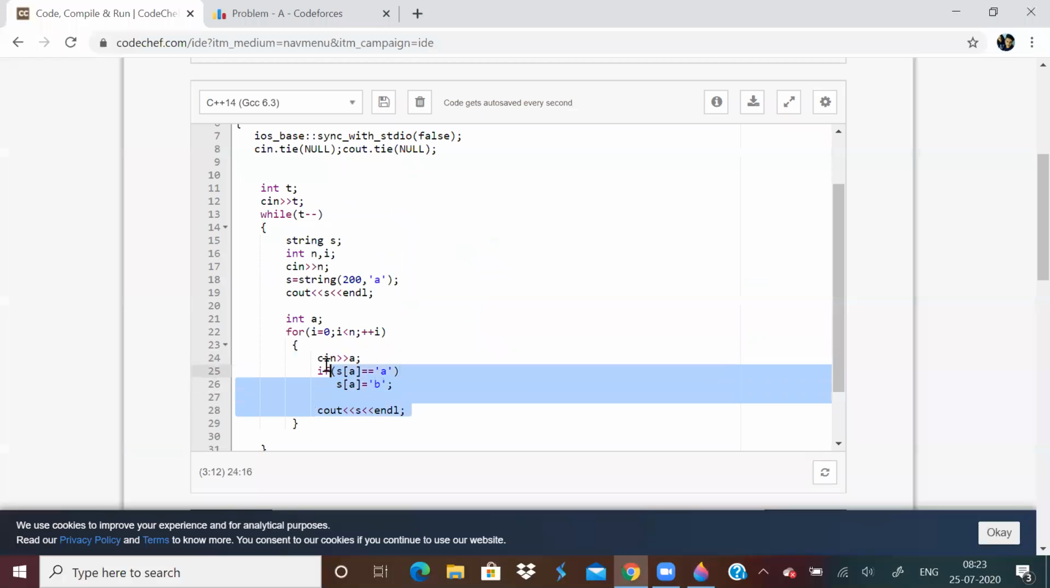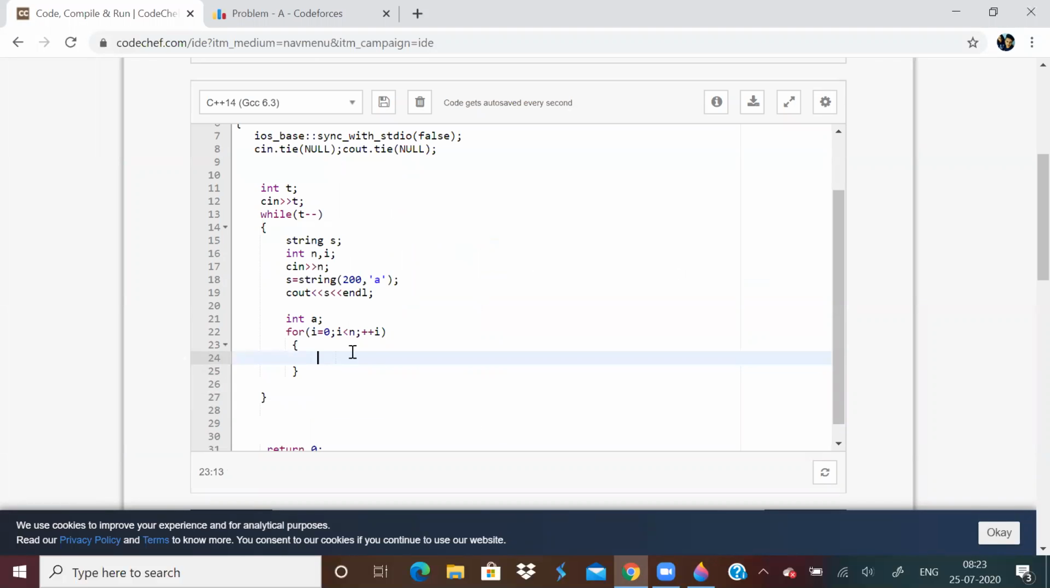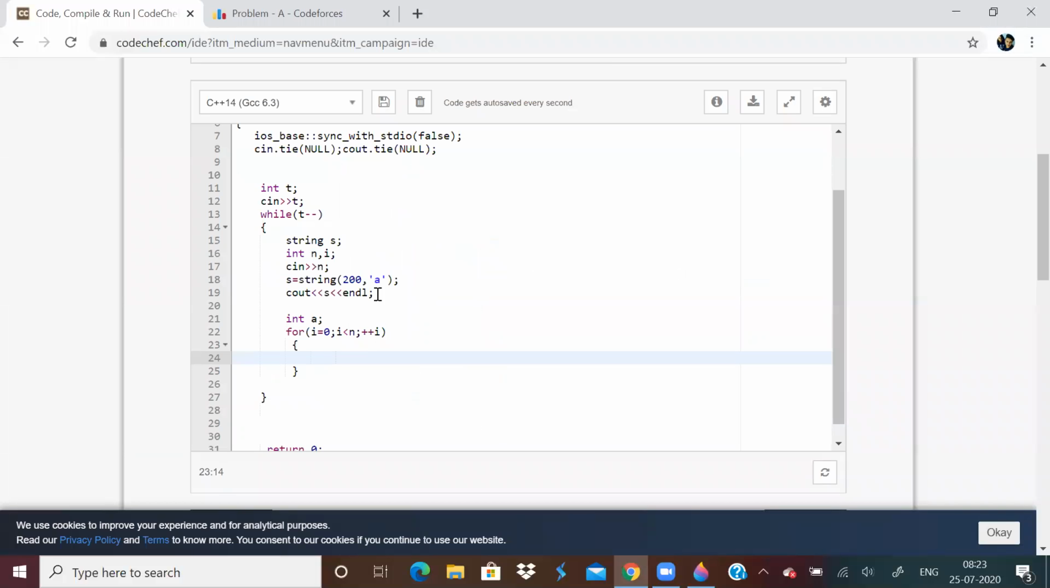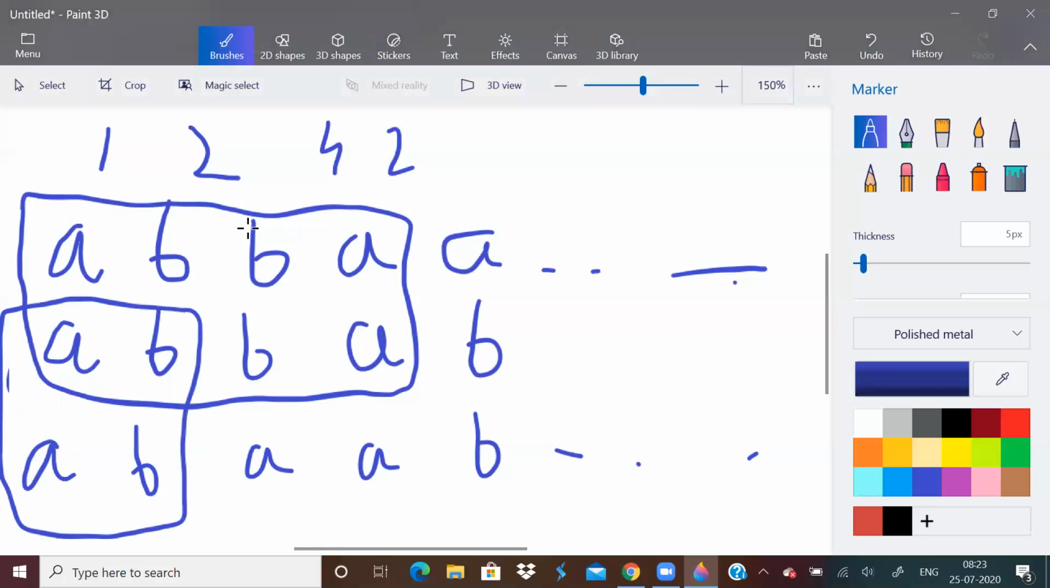So I was writing some code here. Let me rewrite it. First of all, let us take a string of length 200 and print that string. That is the initial string of length 200.